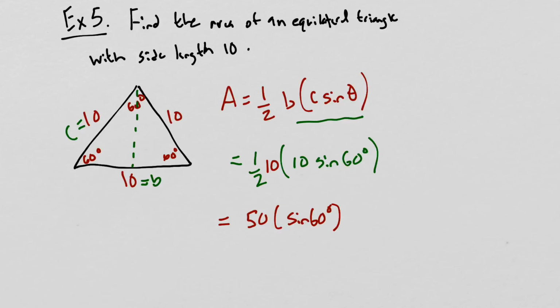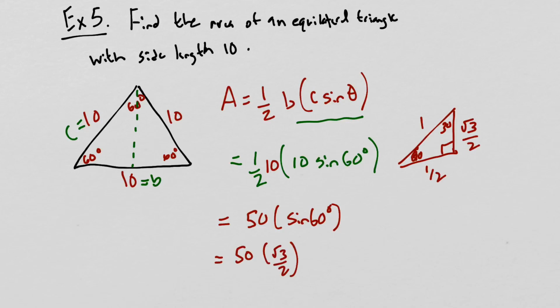We can evaluate sine of 60 by looking at a 30, 60, 90 triangle. And recall that trig functions are again ratios, so it doesn't matter what the length of the sides are for this 30, 60, 90 right triangle. But the things that we do know is the side opposite to 60 degrees is the square root of 3 divided by 2. The adjacent side is 1/2, and the hypotenuse is 1. Therefore, sine evaluated at 60 degrees is the square root of 3 divided by 2, which means 50 times square root of 3 divided by 2 is our solution.